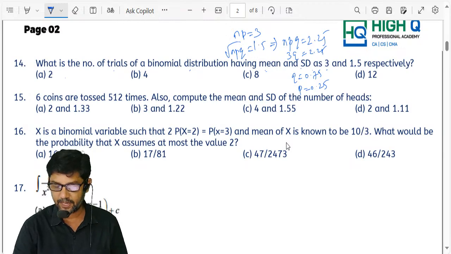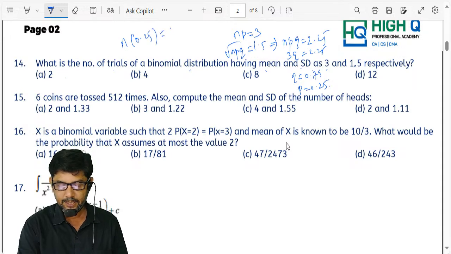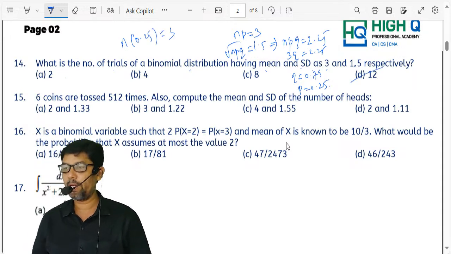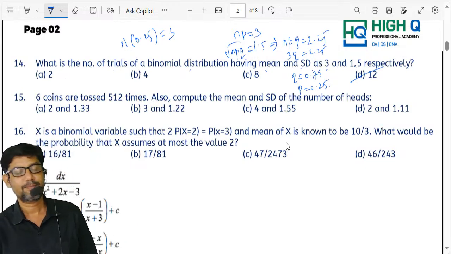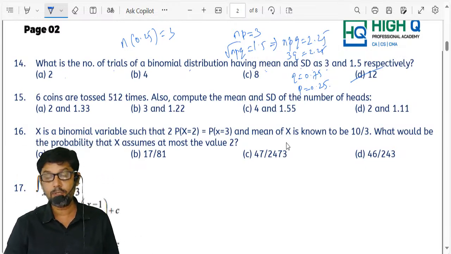What is the question? Number of trials. Now you substitute here: N into 0.25 is equal to 3. So I am getting N equal to 12. What is the answer? N equal to 12.